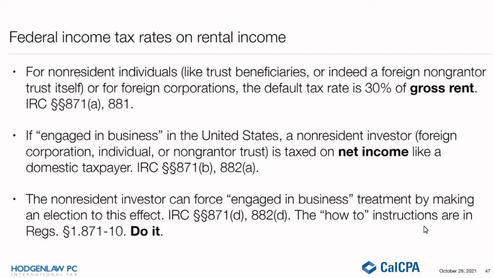Final bullet point, and this is one to tattoo on your brain. You can force the engaged in business treatment by making an election. And I give you the citation to the regs, section 1.871-10, that tells you how to do it. So do it. I cannot think of a reason you would not want to do it if you have the ability to do it.